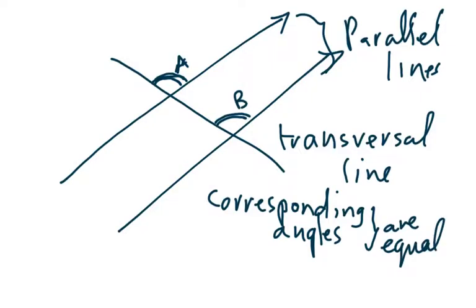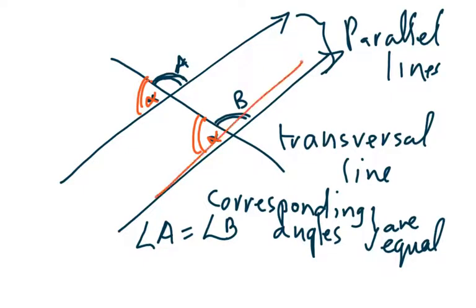Therefore, that means angle A is equal to angle B. Then that angle there would also be equal to that angle there. They're on the same side of the transversal line against the two parallel lines. Therefore, this angle here is equal to that angle, and these are said to be corresponding angles.